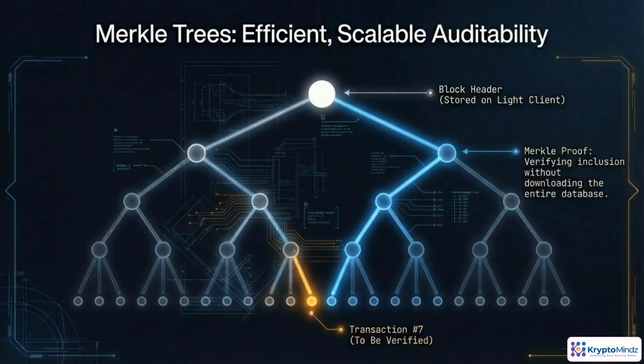Merkle trees let you prove that a specific transaction is in a block without reading the whole block or chain. Each leaf is a transaction hash. Parents are hashes of their children, all the way up to a single root stored in the block header. To verify one transaction, you only need the hashes along its path to the root. That short Merkle proof detects any tampering and scales to millions of transactions.